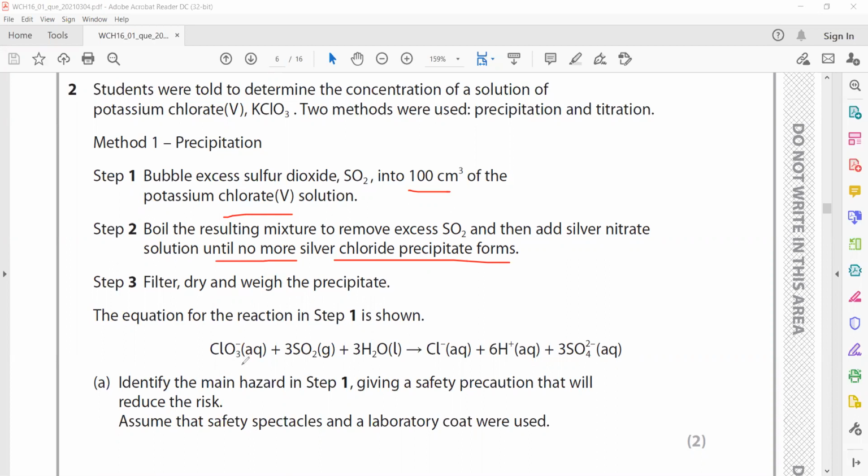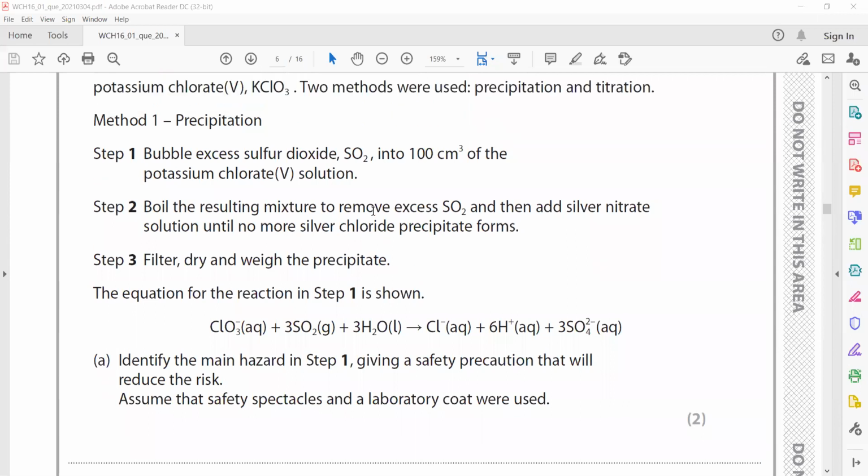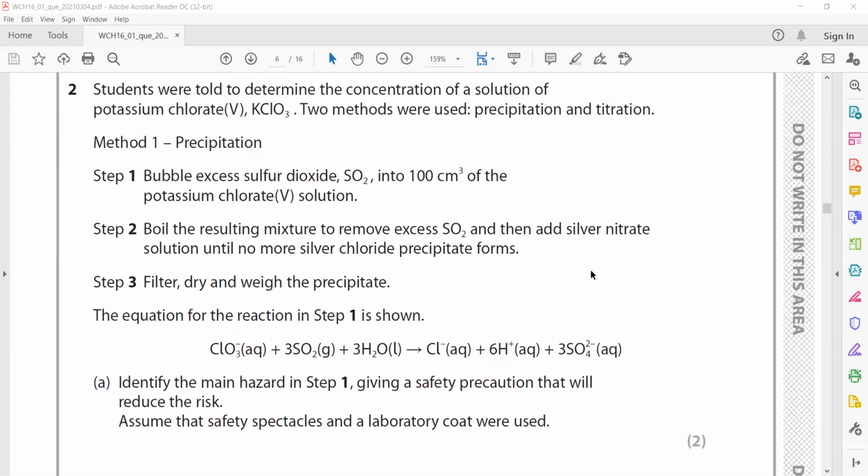So first what happened, the chlorate ion reacts with sulfur dioxide, resulting in the formation of chloride ion and sulfate ion. And we boil the mixture to remove excess, and then add silver nitrate until no more silver chloride precipitate forms. Basically, silver reacts with chloride ion to form silver chloride. Identify the main hazard in step 1, giving a safety precaution. Look, when you have an acidic or toxic gas, we should use a fume cupboard.